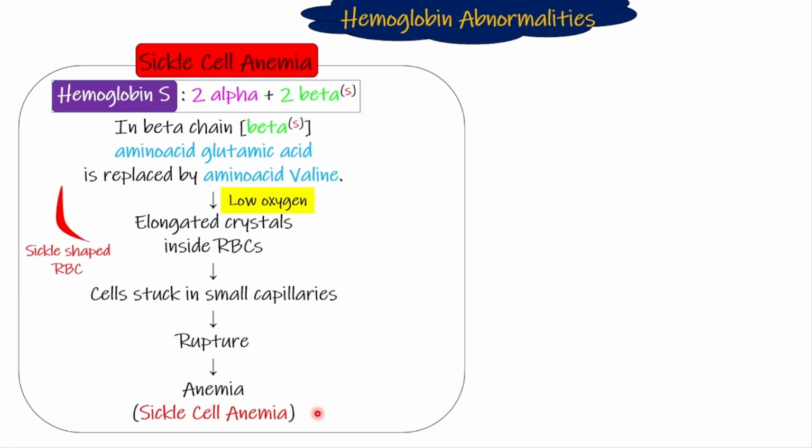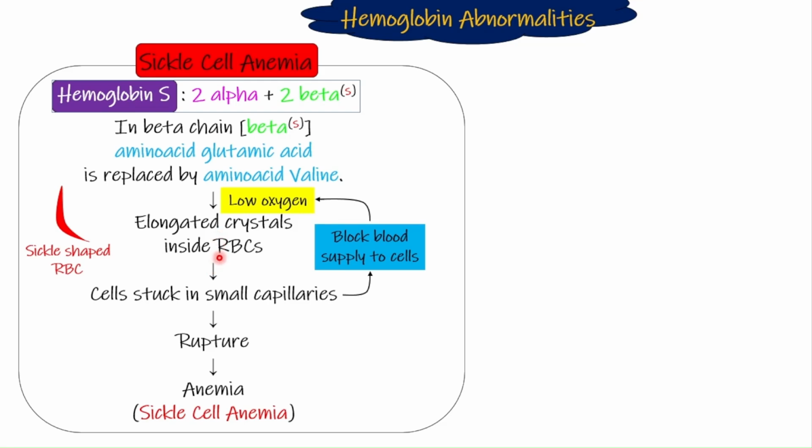Okay, now one interesting thing which is taking place here is that whenever the smaller capillaries get stuck by these elongated crystals of sickle-shaped RBCs, the smaller capillaries are blocked. Now, because of this blockage, there will be further reduction in the blood supply to the cells. And this reduction in the blood supply to the organ will cause additional low oxygen in those tissues.